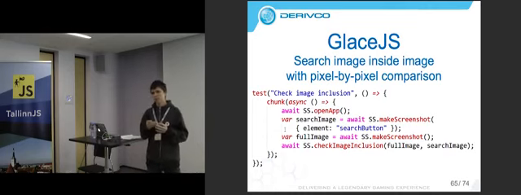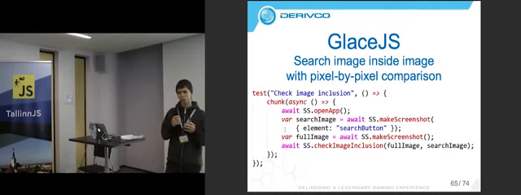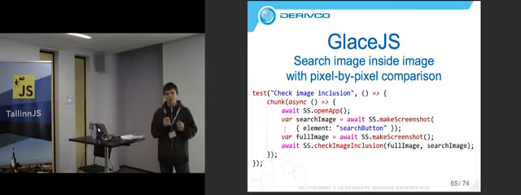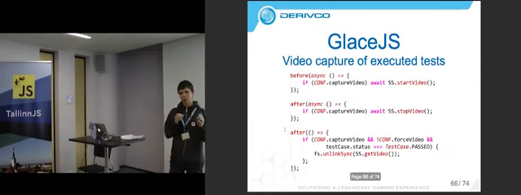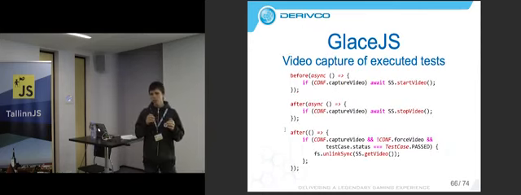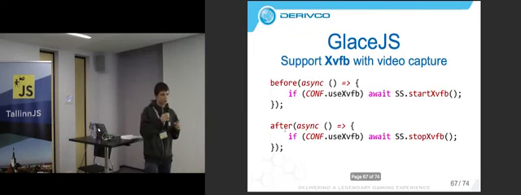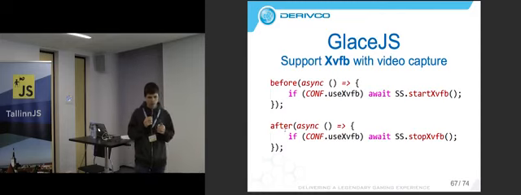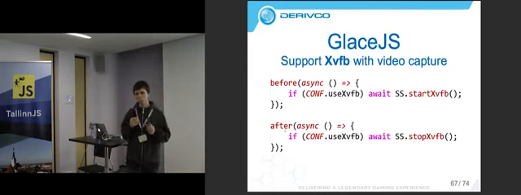And moreover, Glide.js supports image searching with a pixel by pixel comparison mechanism. So you may open some page, take a screenshot of its button, navigate to another page, and ask Glide.js whether the other screenshot contains the screenshotted button or not.